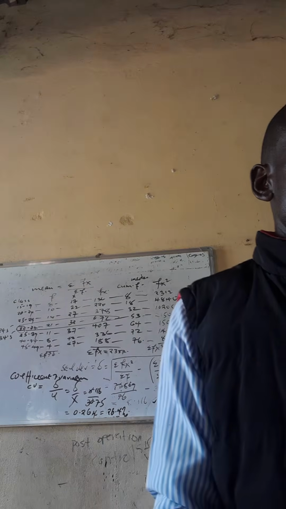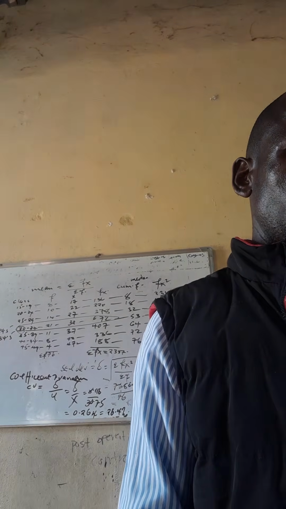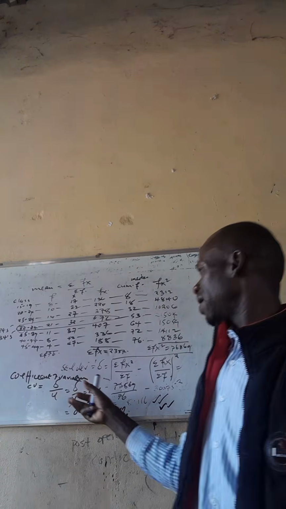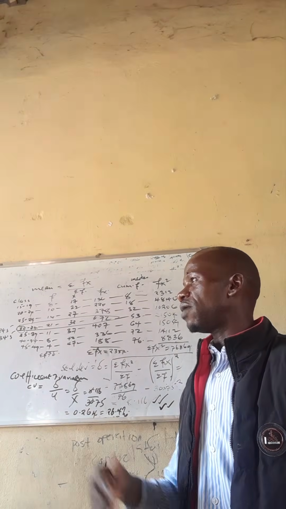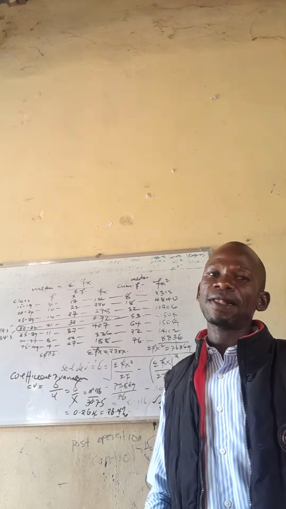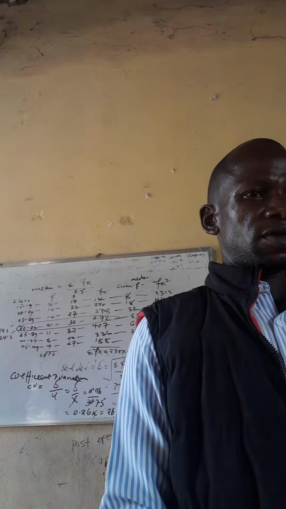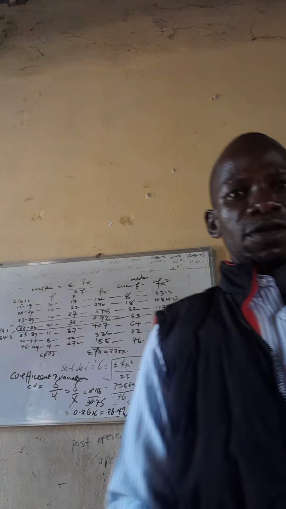It means that the profit fluctuates, isn't it? The degree of responsiveness of the risk, or the risk of deviation from the mean profit, is 26%. That is the risk of deviation from the mean profit, which is 26%. Okay.